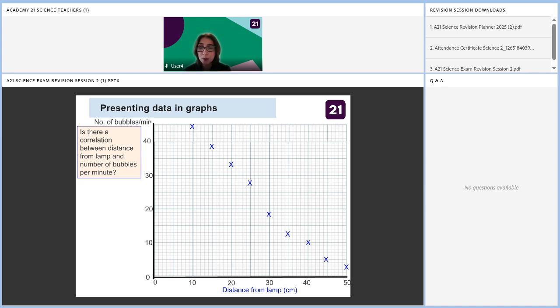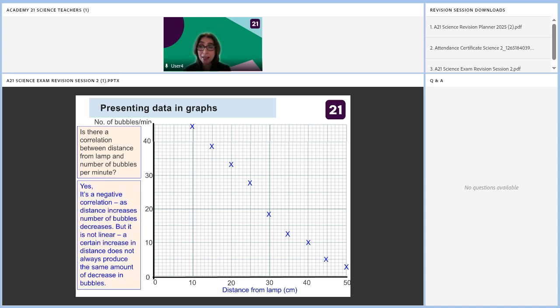So here the data is showing us that there is a negative correlation in the distance. We're saying that as the distance increases, the number of bubbles decreases, okay? It's not a linear correlation because you should be able to see right towards the end of that graph, it's curving off slightly, okay? So it's not linear, but it is a negative correlation. So saying that as the distance from the lamp increases, the number of bubbles produced is decreasing is quite important there, okay? So you can see a correlation straight away.